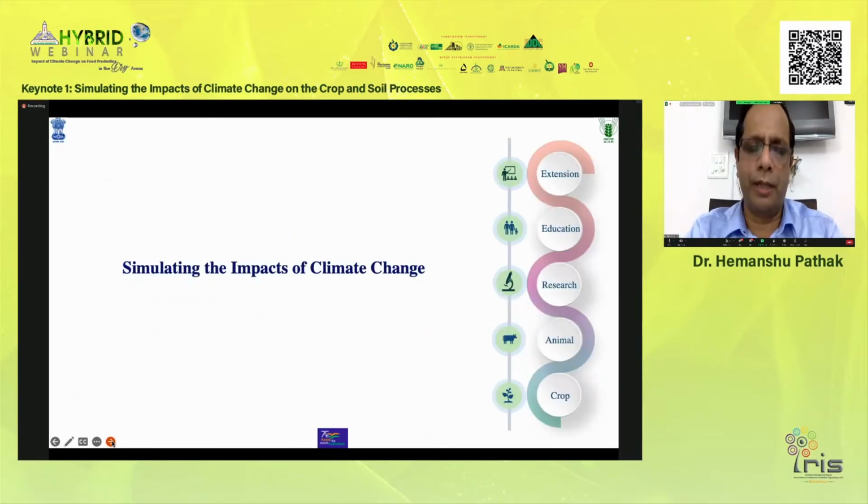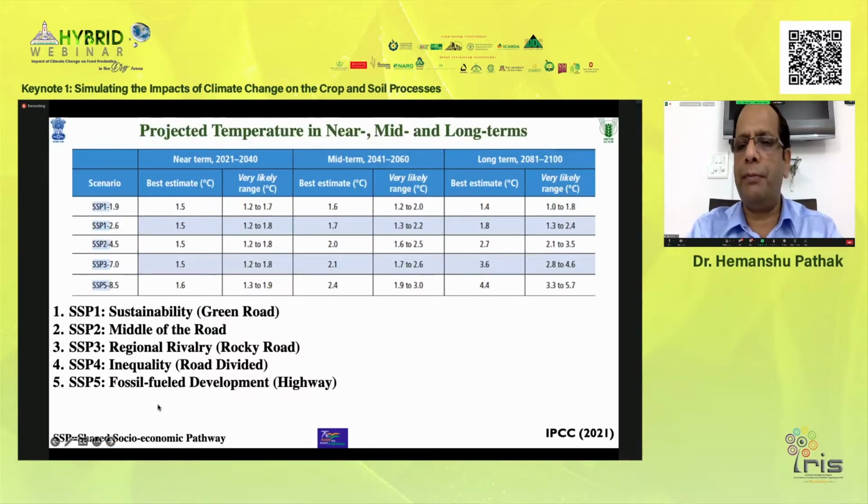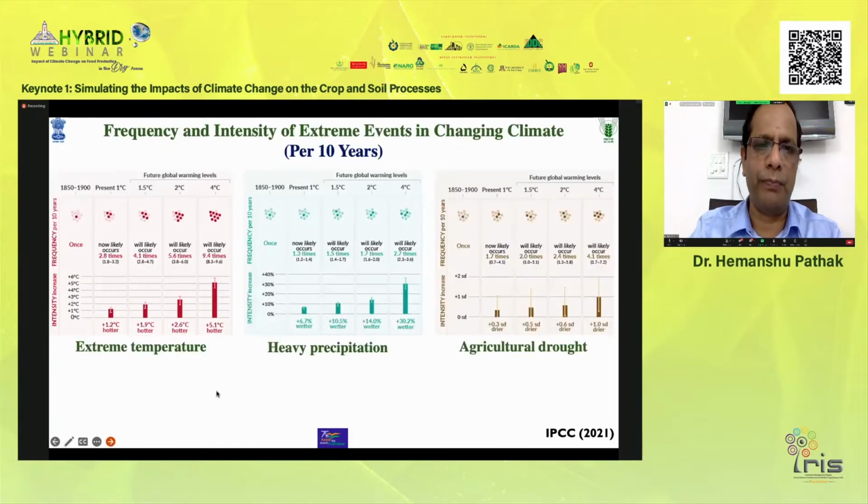I shall just give you a few examples of how simulation models are being used for assessing the impacts of climate change in some parts of the world. All of us are very familiar with these IPCC projections. What is going to be projected temperature in 2040, 2060, 2100, and so on. Let me tell you, all of these numbers have come by using some kind of simulation models. And so therefore, IPCC very extensively uses these models. Then also, what is going to be the frequency and intensity of extreme events in the changing climate, whether it is in terms of temperature, precipitation, agricultural drought, and so on. All these things are also calculated using some kind of simulation models.